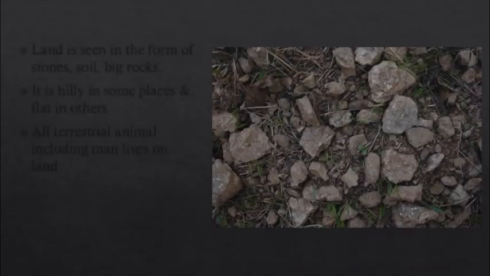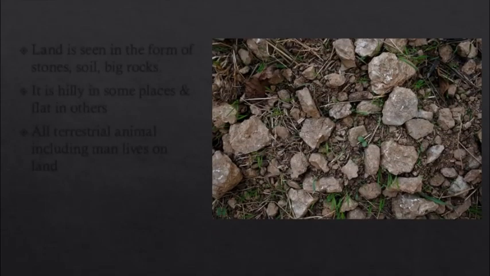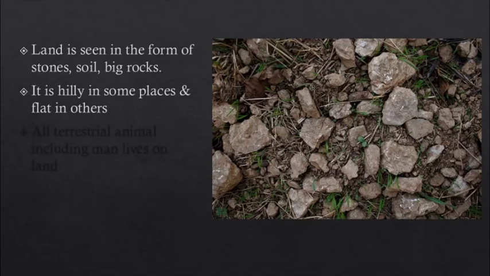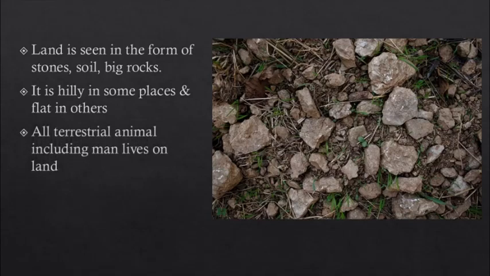So children, observe this picture. What do you see here? Well, land is seen in the form of stone, soil and big rocks. Land can be hilly in some places and flat in others. All terrestrial animals, including man. What do you mean by terrestrial? Terrestrial means those who live on land. So all terrestrial animals, including us, live on land.